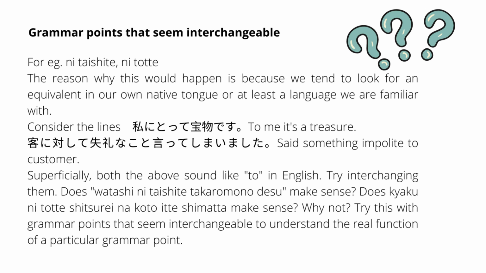Grammar points that seem interchangeable. For example, ni taishite, ni totte. Now, the reason why we tend to think that certain grammar points are interchangeable is because we tend to think in English or sometimes in your own mother tongue, as the case may be.